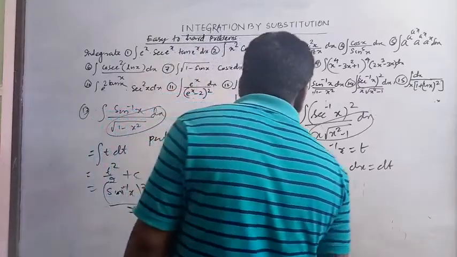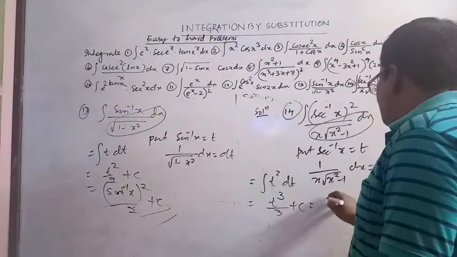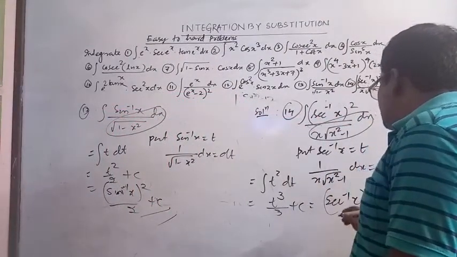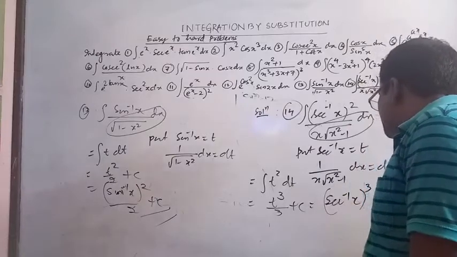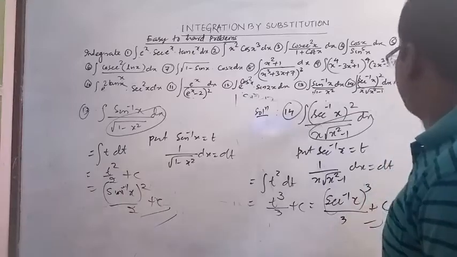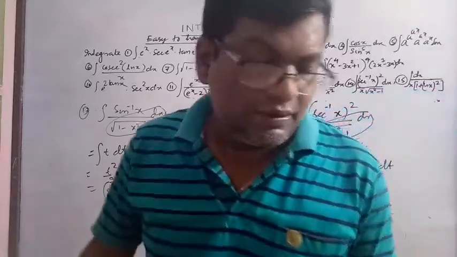What is t cube? T means sec inverse x. So it is (sec inverse x) cube divided by 3 plus c. This is the answer of question number 14. Now question number 15.